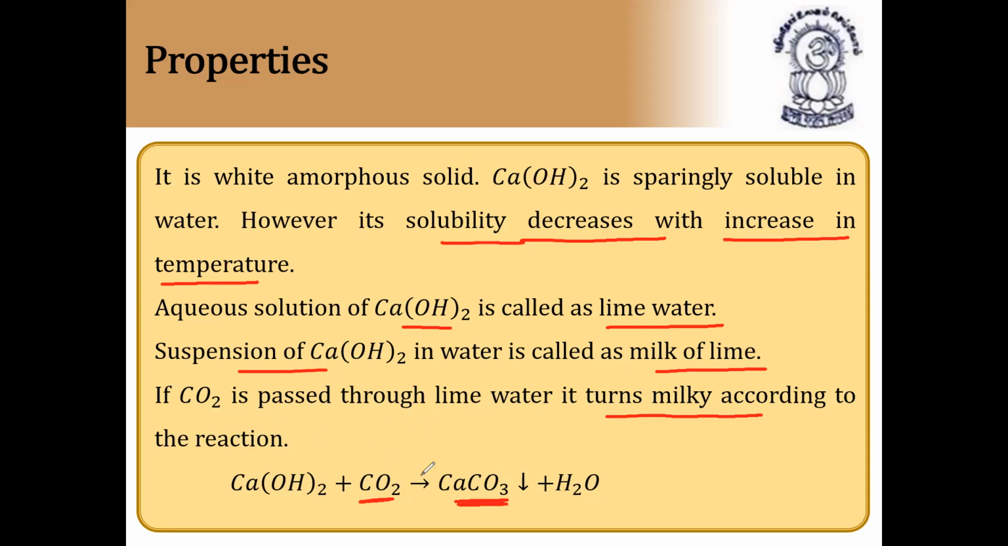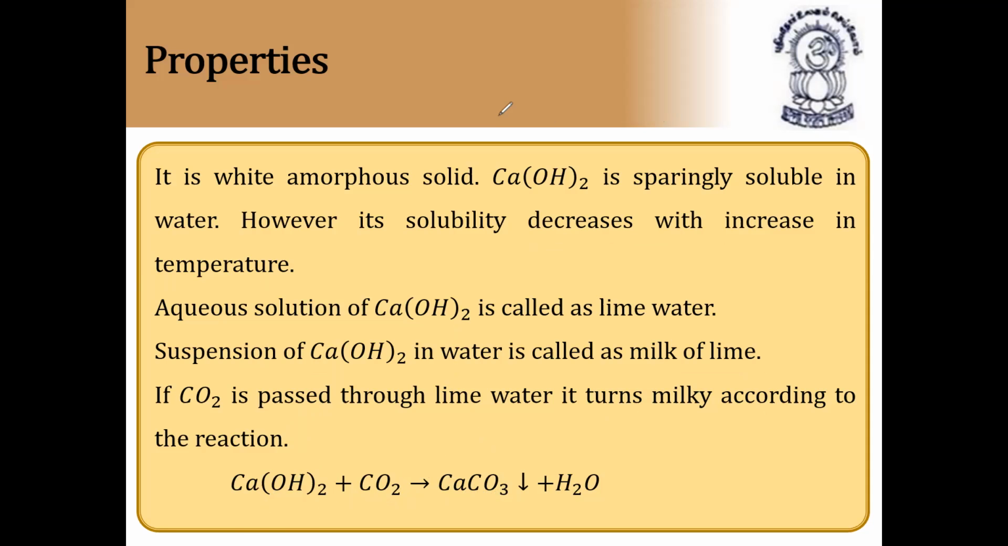So the test for CO2 is this: if you want to test whether the given gas is carbon dioxide, you simply pass it through lime water. If the lime water turns milky, it is confirmed that it is carbon dioxide gas. Why? Because carbon dioxide turns lime water milky due to the formation of precipitate calcium carbonate.